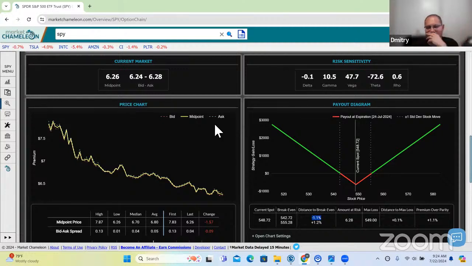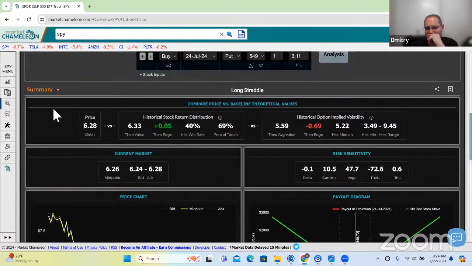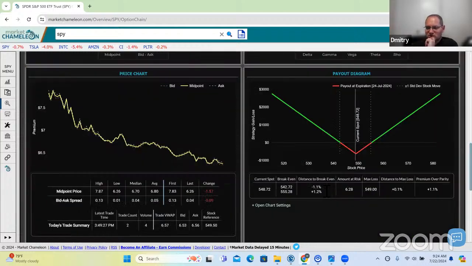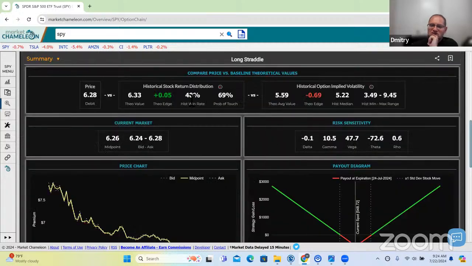I think right now I have it set to 4 years of data. And tell me, how often did this straddle would have been a winner? That's what we're looking at. How often historically would this straddle have been a winner given those parameters? Well, this says 40% of the time.